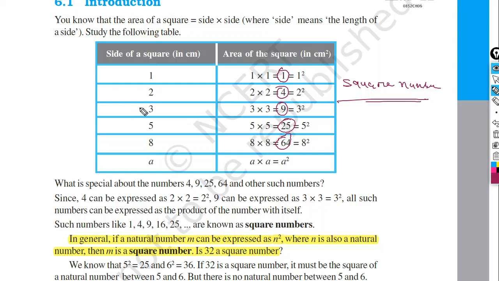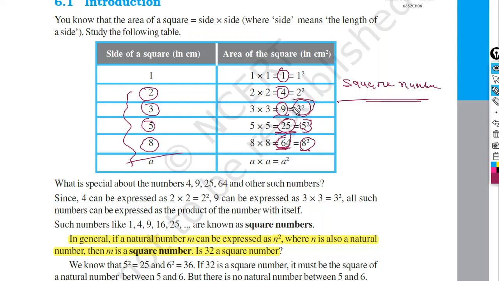But 2, 3, 5, 8 are not called square numbers. Why? These are not square numbers, and these 1, 4, 9, 25, 64 are square numbers. Here you can see one thing: 64 can be written in the form of 8 square, 25 in the form of 5 square, 9 in the form of 3 square, and so on.